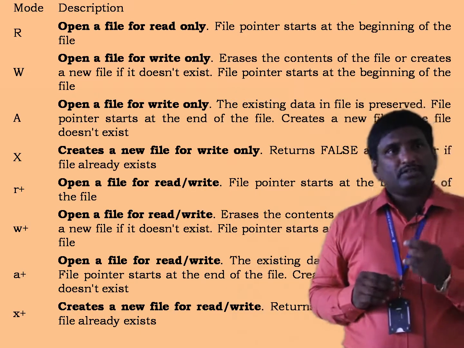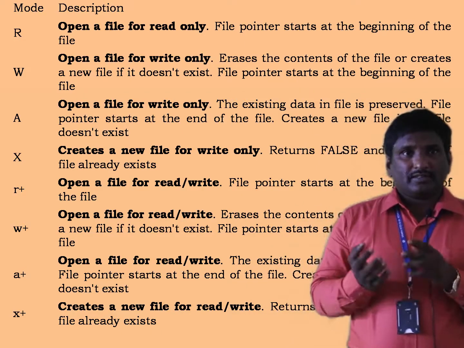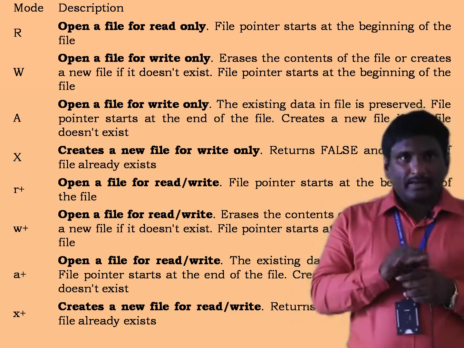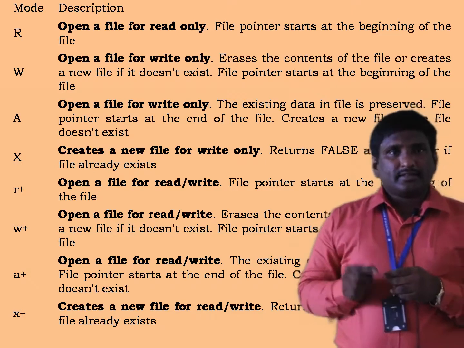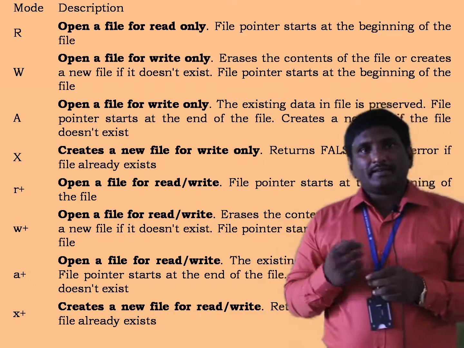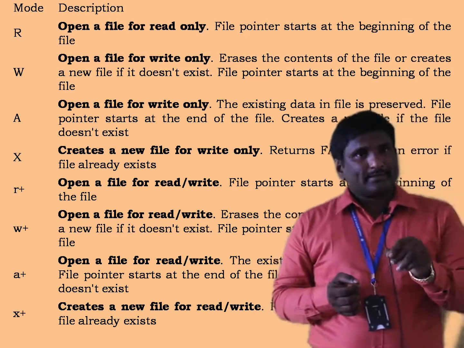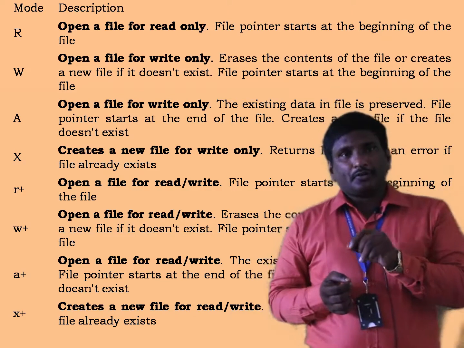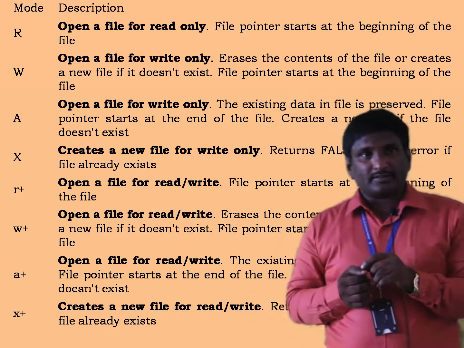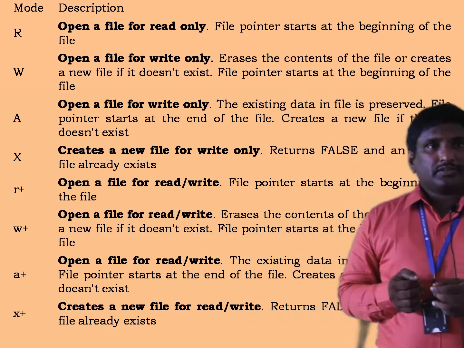If you specify mode a, open a file for write only. Okay, so the existing data in the file is preserved. If you specify w, the existing data will be erased. If you specify a, the existing data in the file is preserved. The file pointer starts at the end of the file, and it creates a new file if the file doesn't exist. If you specify mode x, it creates a new file for write only. It returns false if the file already exists. Okay, so if you specify x and the file already exists, it creates an error.